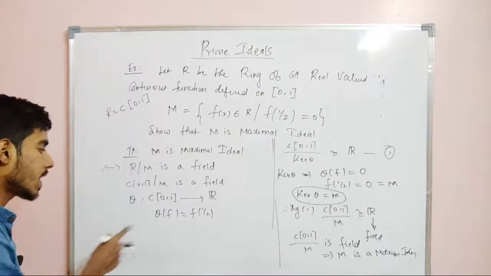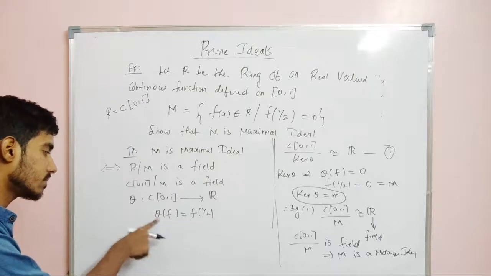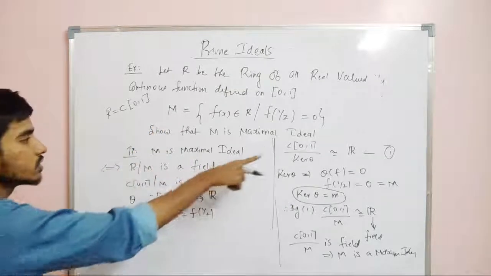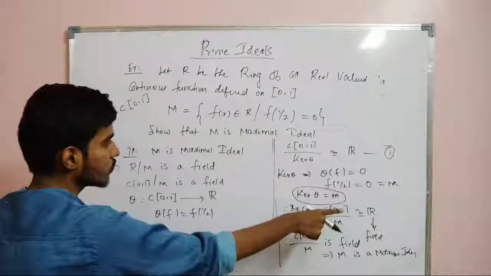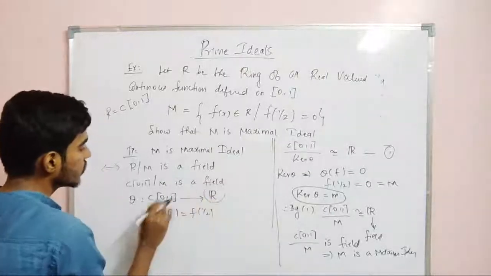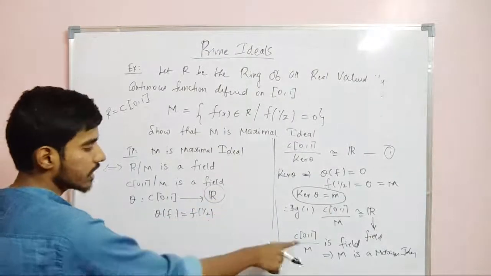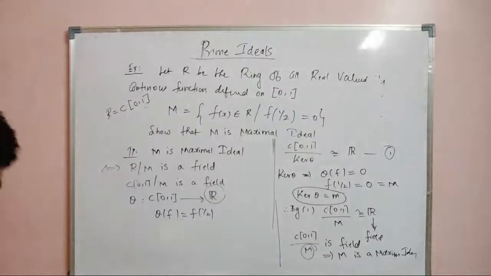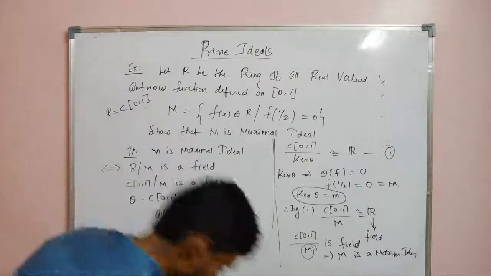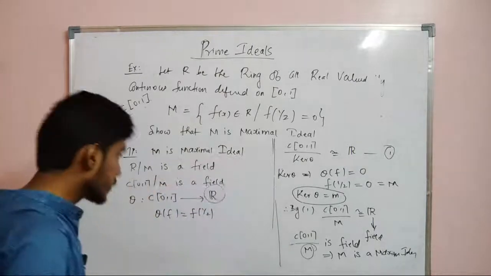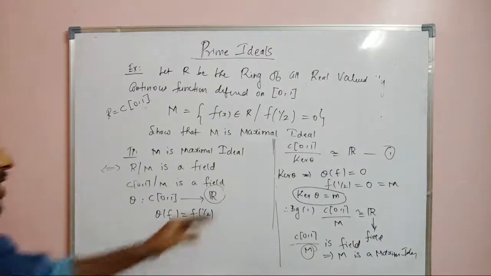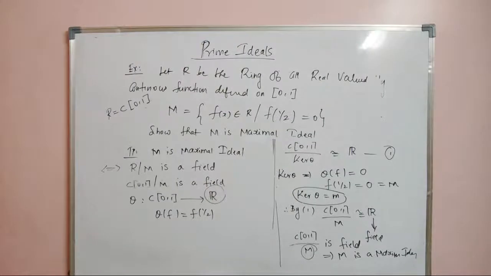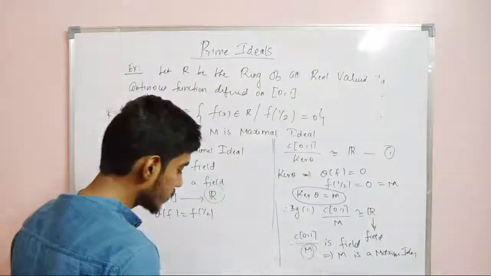After proving that, we need to find the kernel of this map, and we have found that the kernel is nothing but the set M. Therefore C of 0 comma 1 by M is isomorphic to R, because we have defined a map from this to this. Since R is a field, this has to be a field, then M has to be a maximal ideal. That's it, right? So we have proved it. It's a very important problem. For example, if they changed it to f of 1 by 3, f of 1 by 4, or f of anything, you just have to replace 1 by 2 by whatever number they are giving.